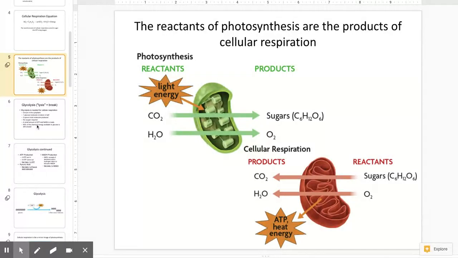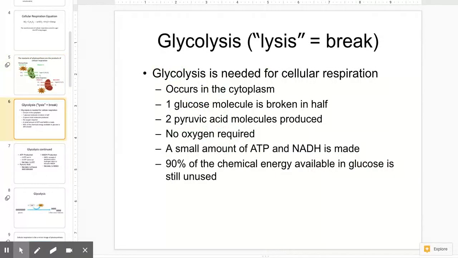So, looking at glycolysis in a little bit more detail, the word glycolysis itself contains glyco, which would be often referring to glucose, and lysis, which means to break. So, that's really what is happening. This process is required for all of cellular respiration to proceed. So this is happening in the cytoplasm. Glucose gets broken down into two pyruvic acid molecules. Pyruvic acid is also known as pyruvate. This does not require any oxygen, hence it is an anaerobic process.